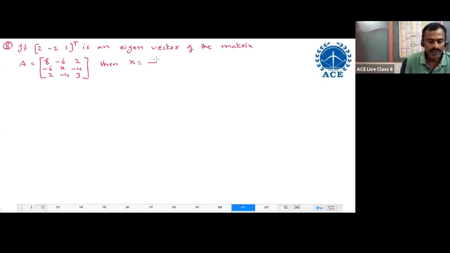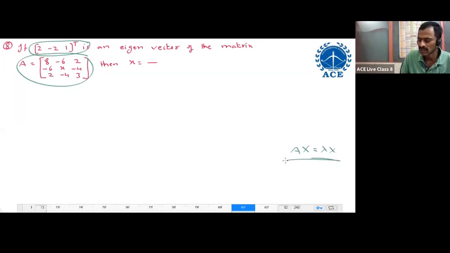We are given a matrix along with one of its eigenvectors. Already it is stated that this is an eigenvector of this matrix. Whenever it is an eigenvector, the equation Ax equal to lambda x will be satisfied. So use this equation to find the unknown x. Consider Ax equal to lambda x. Since this is an eigenvector of this matrix, the equation will be satisfied. Using it, find the unknown x.